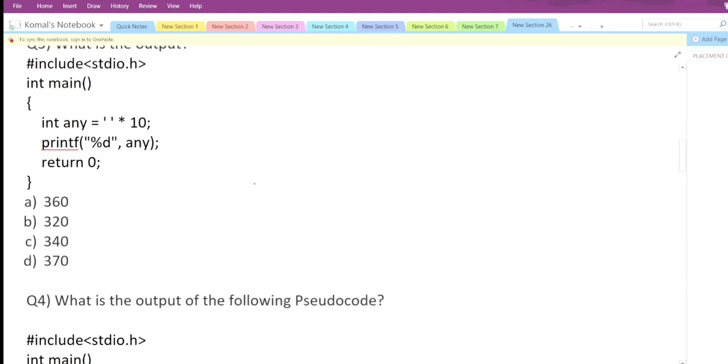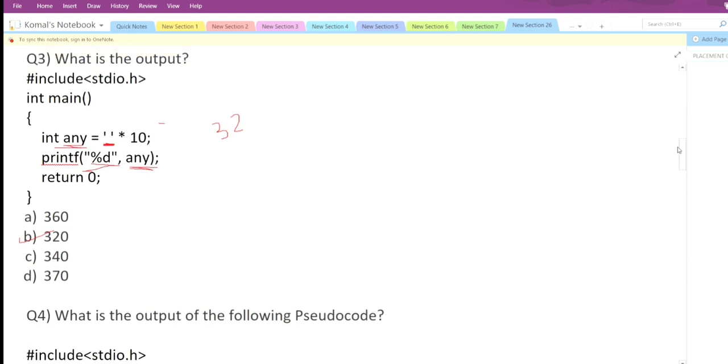And now see, this is also a very simple question. Like they have given one integer and there they have given what is the stands for space, and the ASCII value of space is 32. So 32 into 10, so the value of any is 320. So what it is doing, it is simply just percentile d, it is just printf. What it is doing, it is just printing any, so the value of any will be 320, so it will print 320. For this you just know the ASCII value of the space.